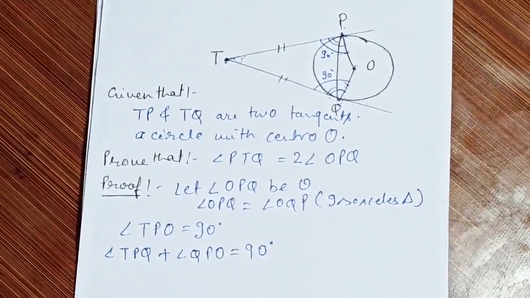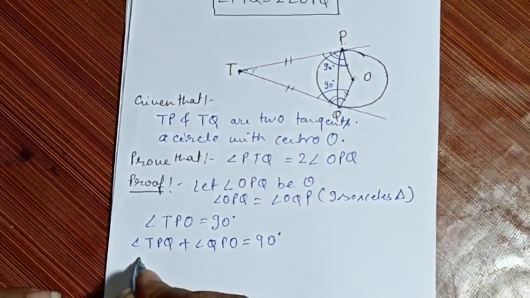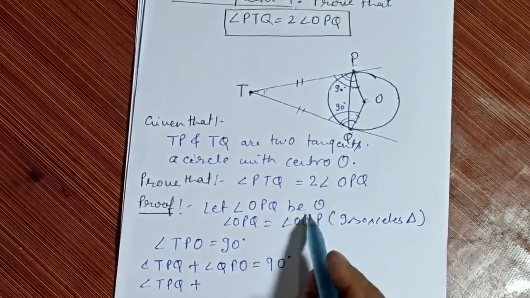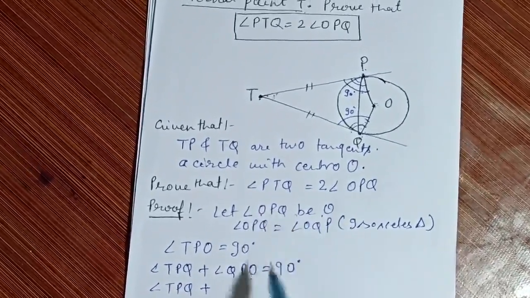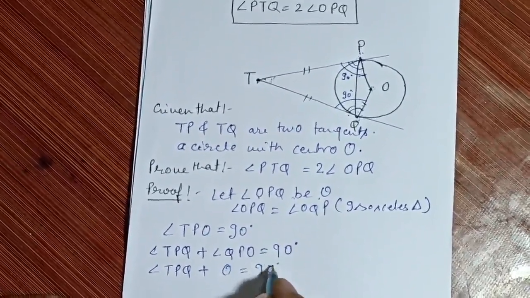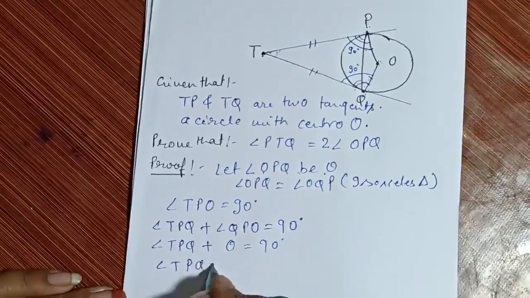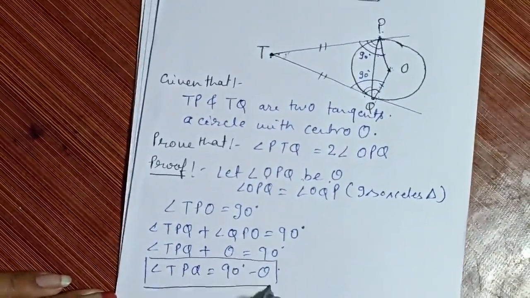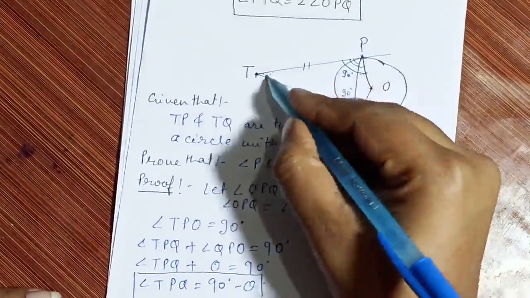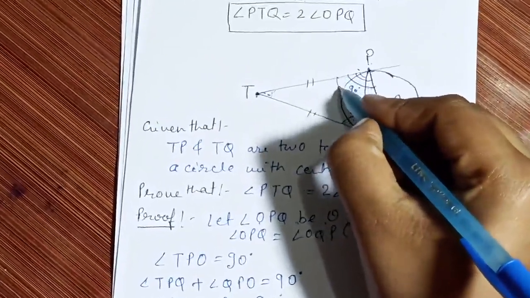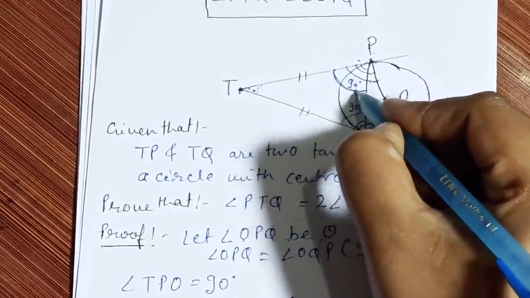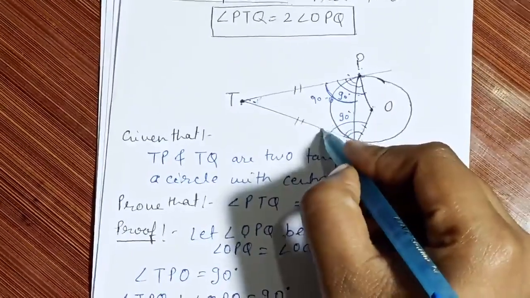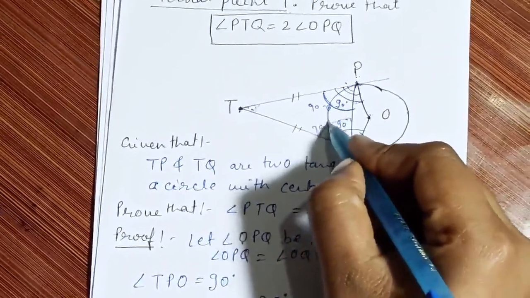So can we write theta here for QPO? Just because we already know OPQ is theta. TPQ plus theta equals 90 degrees. So angle TPQ will be 90 minus theta. We can find the remaining angle here. So this angle is 90 minus theta, and this is also 90 minus theta.